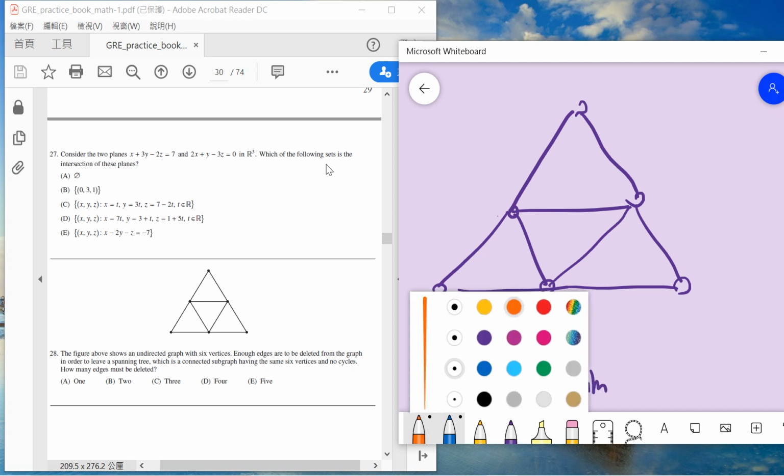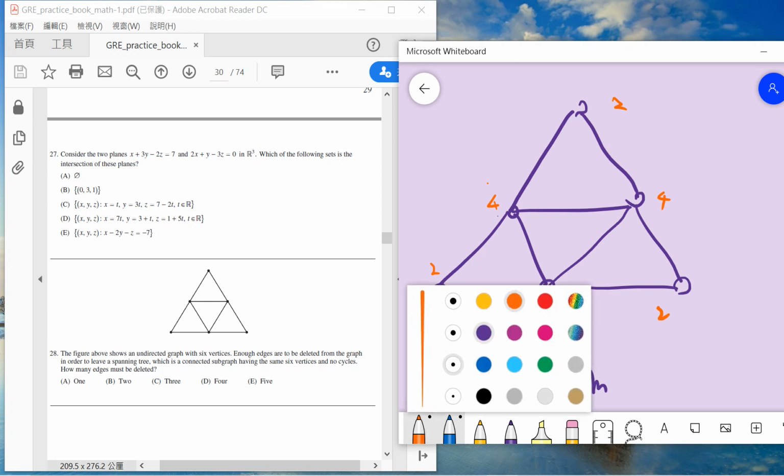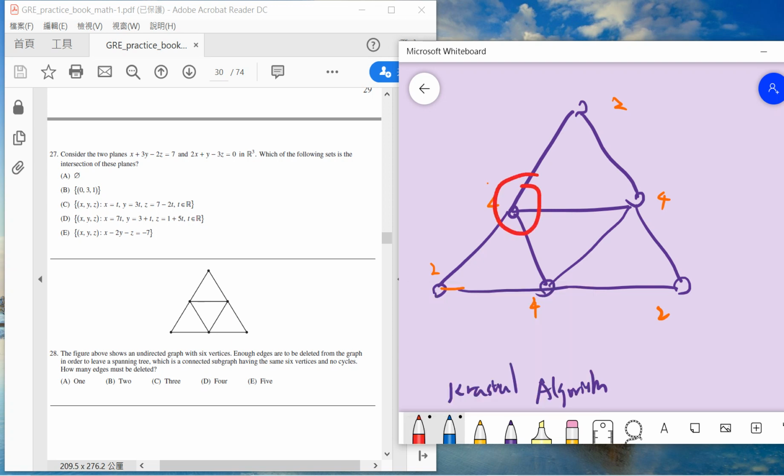So basically, all you need to know is you find the degree of each point. So this is degree 2, degree 4, degree 4, degree 4, degree 2, degree 2. And then you first choose the largest degree points. So when I choose this one, I draw each edge. So these 4 edges I already connected. And all these points are connected. But there are still points here.